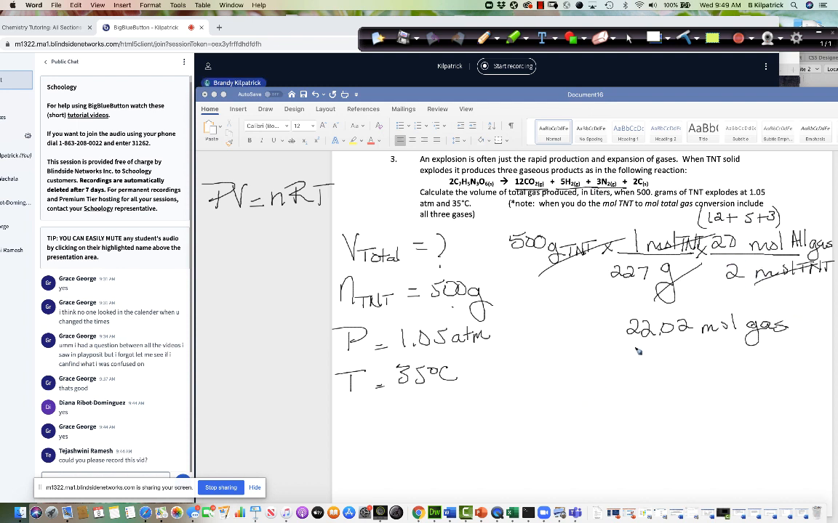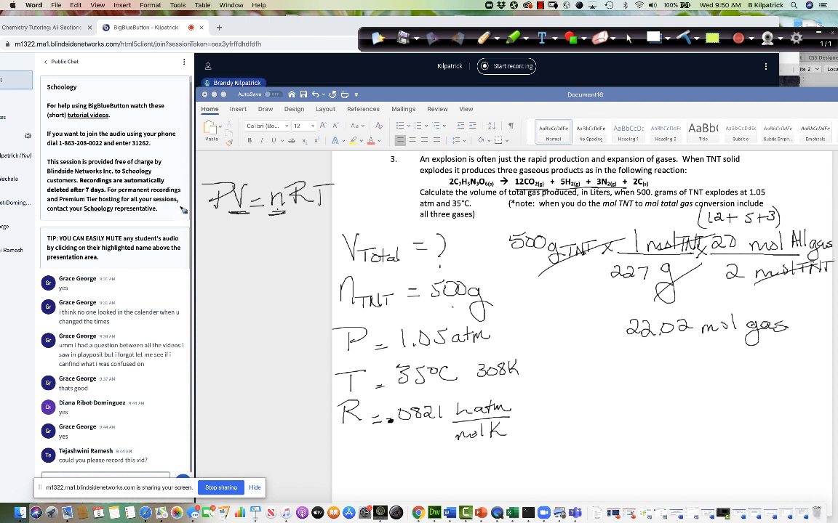So now I've got my moles. I'm looking for the total volume. I have a pressure, I have a temperature, I'm ready to go. So this is actually going to be 308 Kelvin. Remember, everything has to match the ideal gas law constant. So we have liters, atmospheres, moles, and Kelvin.